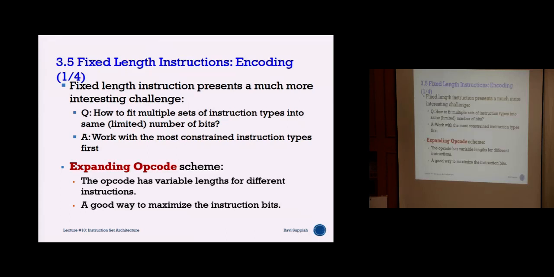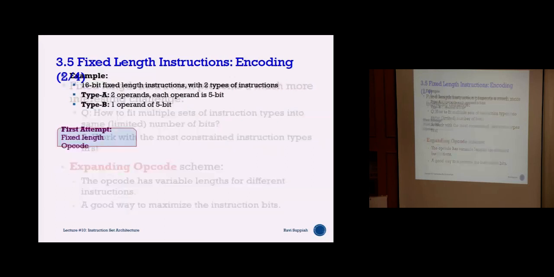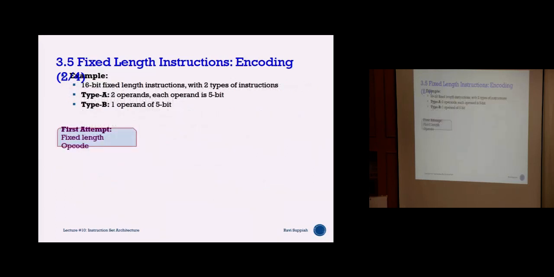So let's look at an expanding opcode scheme, to show you the idea of how this whole thing works. Let's assume that I have a 16-bit fixed length instruction. That means my whole instruction is now 16 bits. And I have two types of instructions. Type A has two operands, and each operand is 5 bits. The other, type B, has one operand of 5 bits.